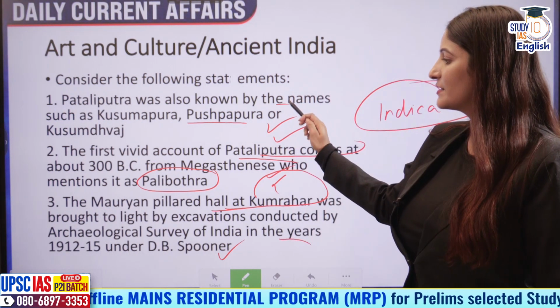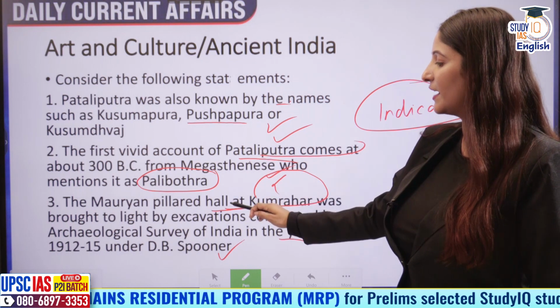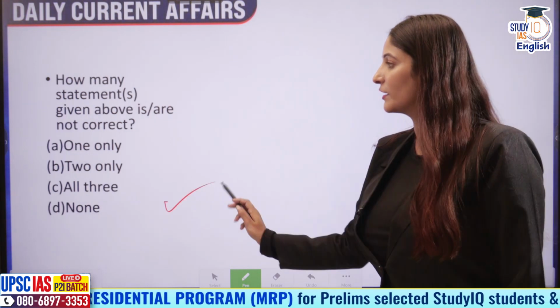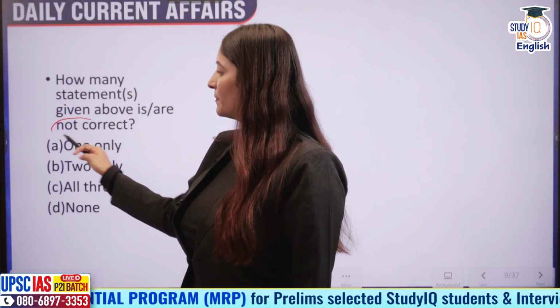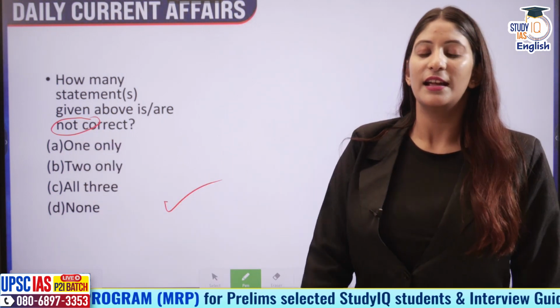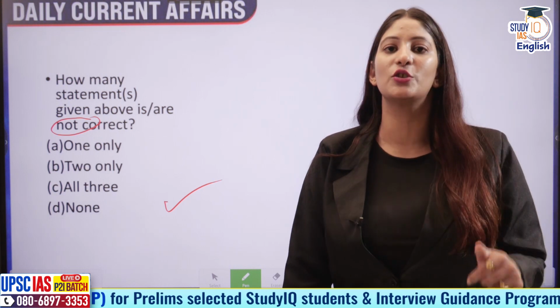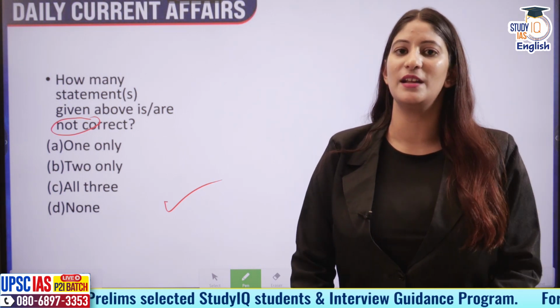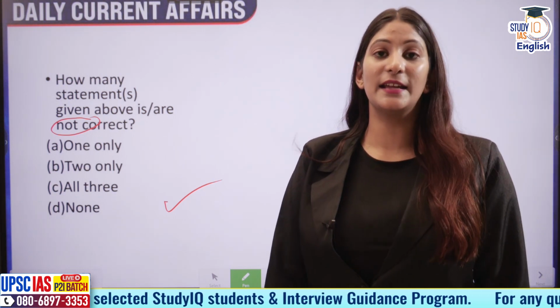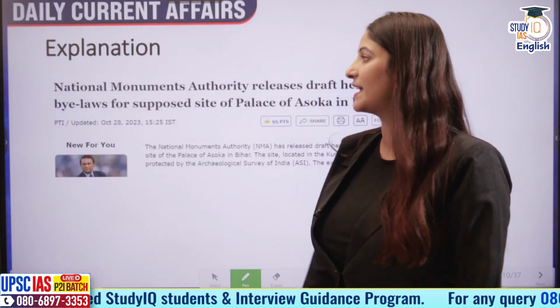Okay, so first is correct, second is correct, third is correct. None are not correct. Sometimes UPSC can also play psychological games with us. It knows that all the statements are correct, still psychologically it will push you to think that something must be incorrect. Okay, so be careful with these psychological tricks as well.